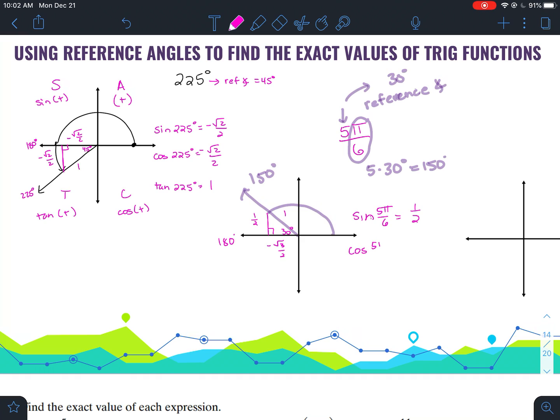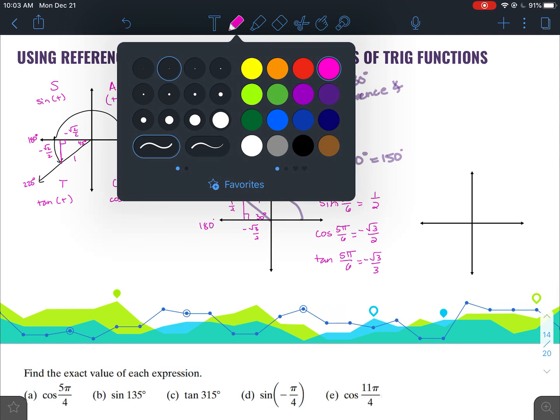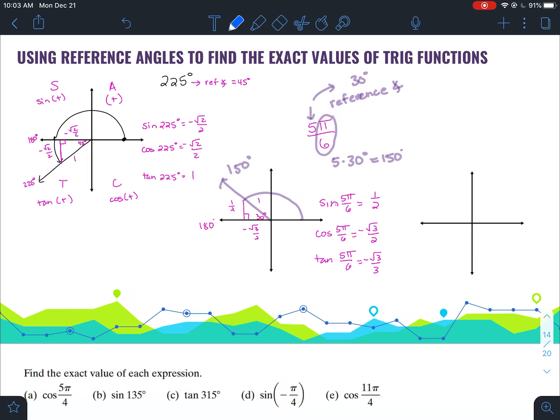So if we wanted to find the sine of 5 pi over 6, sine is opposite over hypotenuse, which would be 1/2. The cosine at 5 pi over 6 is adjacent over hypotenuse, which would be negative square root 3 over 2. The tangent at 5 pi over 6 would be opposite over adjacent, which would be negative square root 3 over 3.